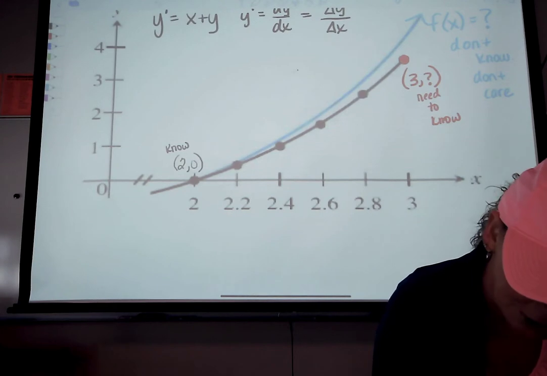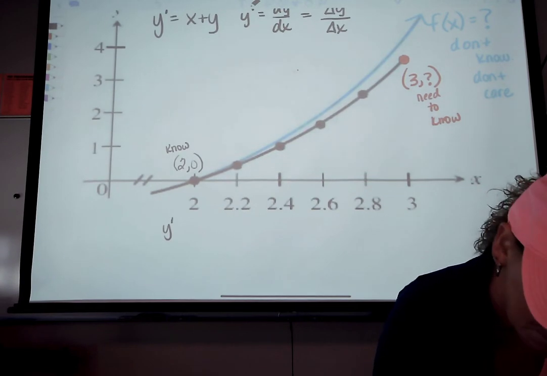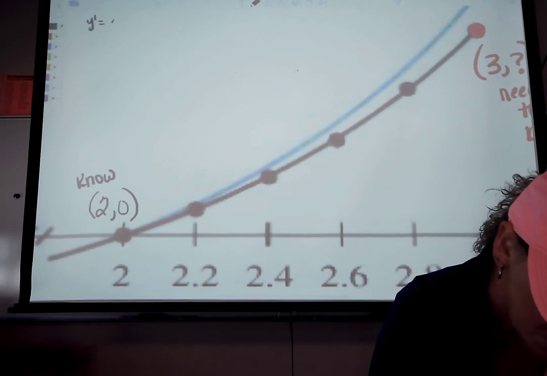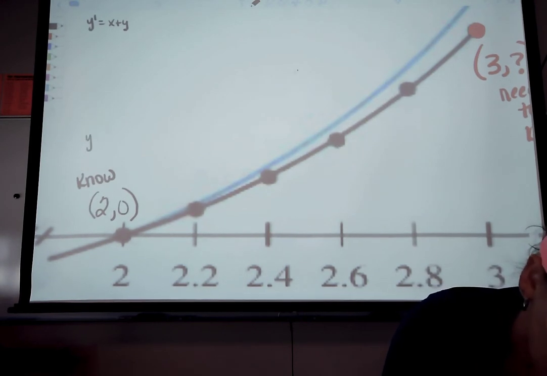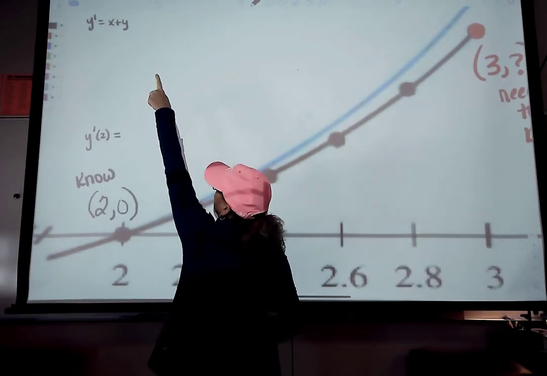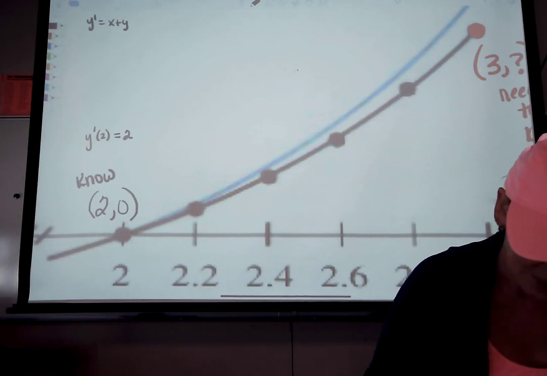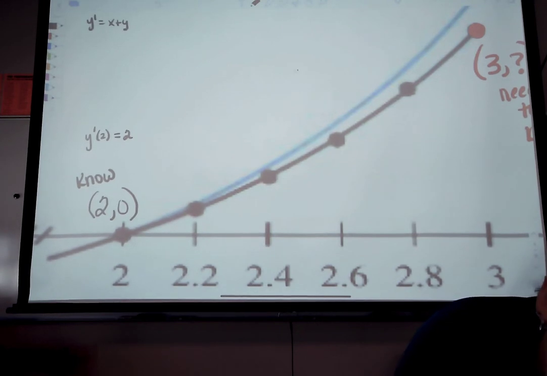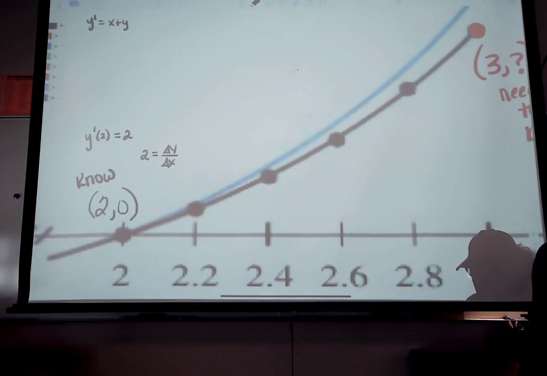So here's what I want to do. I want to start by finding y prime. I want to find y prime at 2. So y prime at 2 equals... now remember, this is the ordered pair (2, 0). So y prime at 2 is going to be 2 plus 0, which is 2. You know what that means? That means dy dx is equal to 2. That means 2 is equal to my change in y over my change in x.